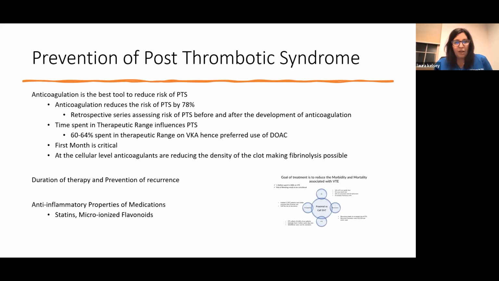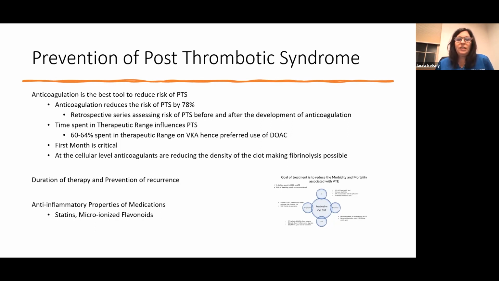When they looked at retrospective studies, historically before anticoagulation and then after the introduction of Coumadin and heparin, they saw that there was a 78% reduction in the risk of PTS. But the time spent in that therapeutic range is really important. And we know with Coumadin, about 60% of the time they're in that therapeutic range. The rest of the time they're not, hence the DOACs. That's why the DOACs are preferred. And it's thought that that first month is really crucial.